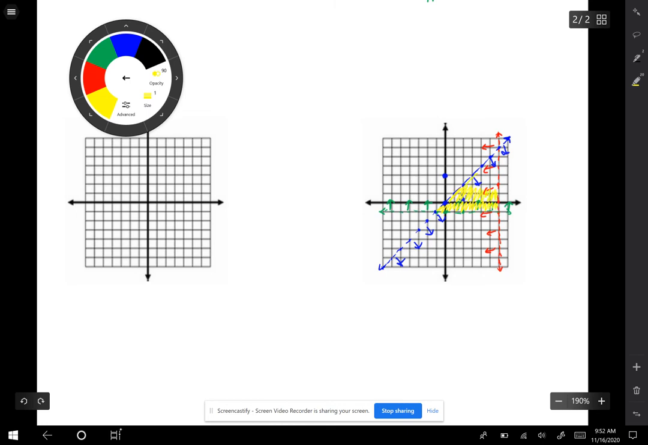So solving systems of linear inequalities is pretty similar just to graphing a linear inequality in two variables, but you have an intersecting region. And those are your notes for today.